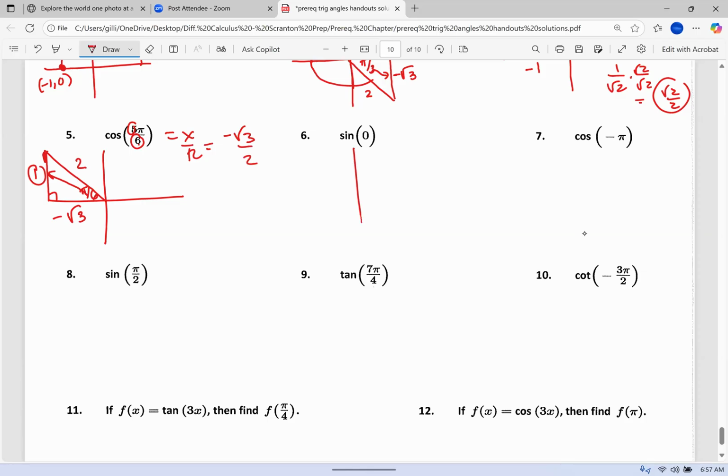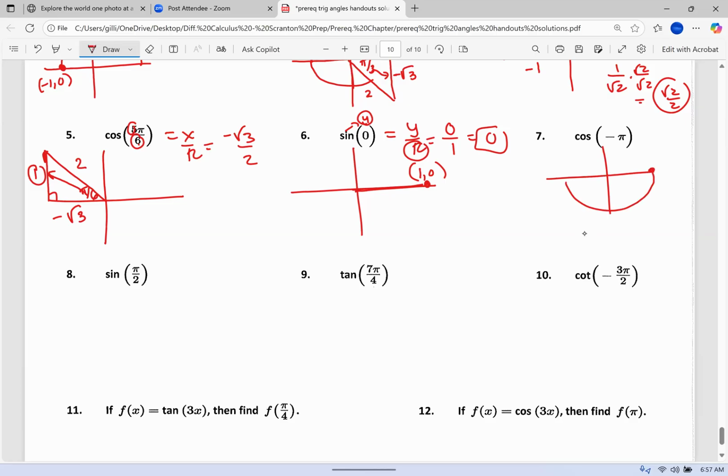The sine of 0 radians, it keeps us planted right here. There's 0 radians, and it's 1, 0 are the coordinates, so there's no triangle. Y is 0. R is always 1 when it's quadrantal, and the answer is 0. Simply put, when it's a quadrantal angle, sine will always be the y coordinate, and cosine will always be the x coordinate. So here is where I start, but negative pi is going to put me here, and the x-coordinate there is -1.